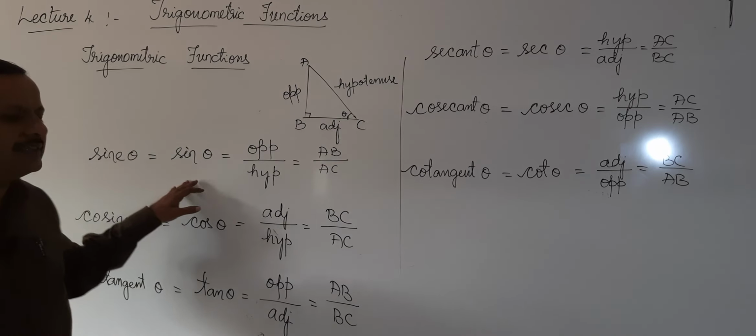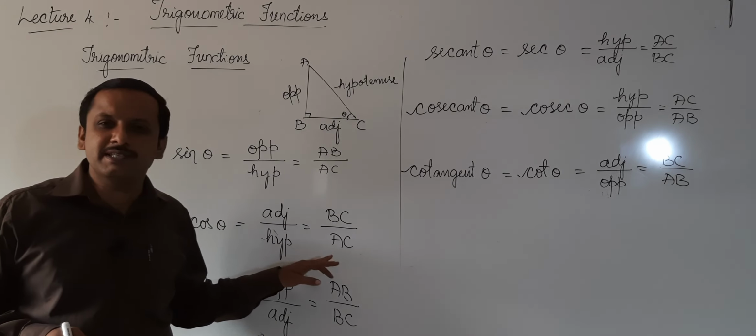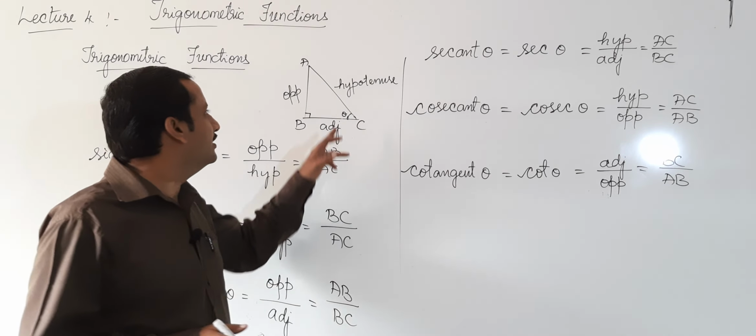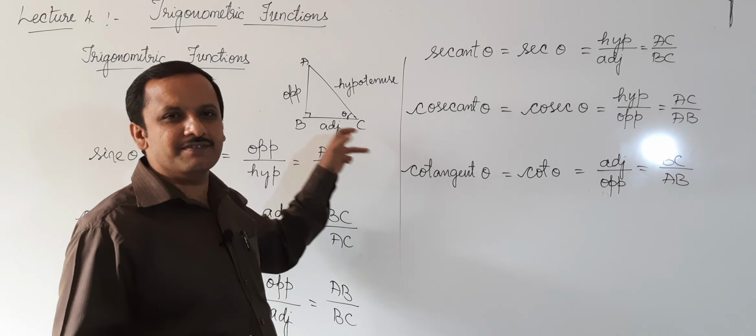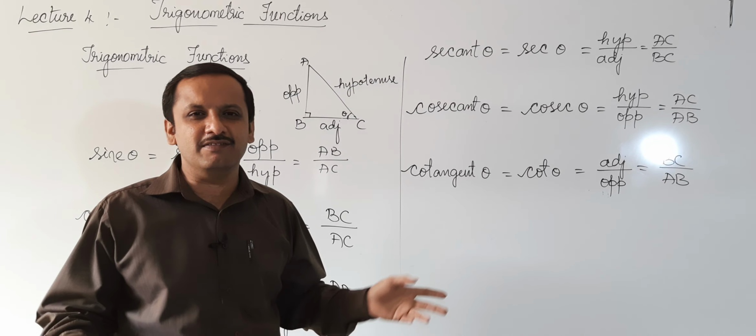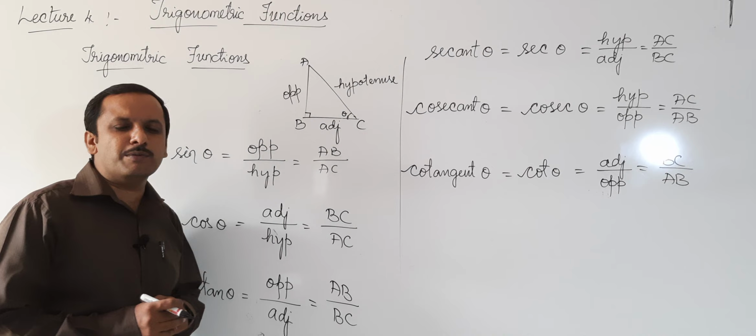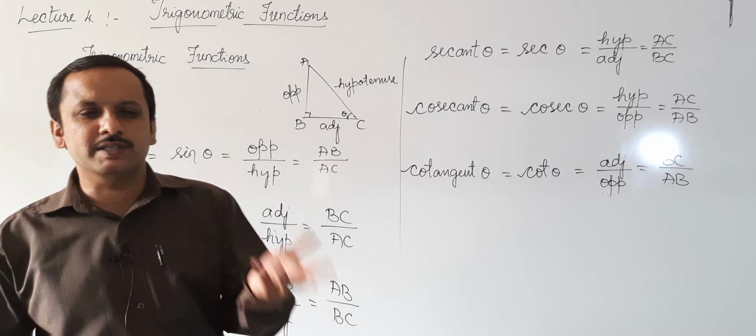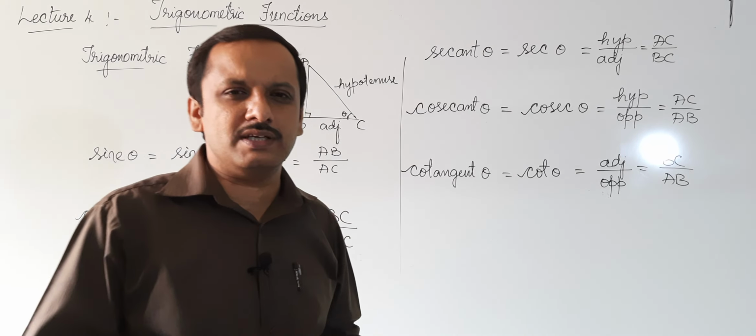You don't remember sin theta is equal to AB by AC, cos theta is equal to BC by AC. I don't advise that because this notation, even instead of ABC, if I take it in this order ABC, then everything will go wrong. So I advise you to remember sin theta as opposite by hypotenuse, cos theta is equal to adjacent by hypotenuse, and so on.